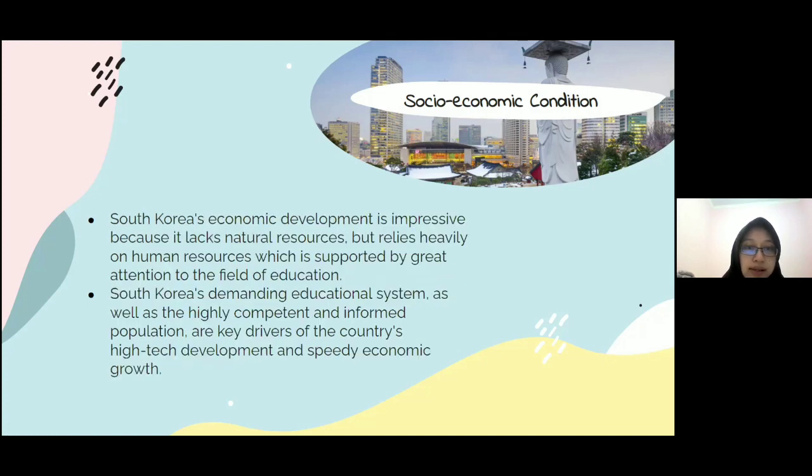Next slide. South Korea's economic development is considered impressive because even though it lacks natural resources, it relies heavily on human resources, which is supported by great attention to the field of education. South Korea's demanding educational system, as well as the highly competent and informed population, are key drivers of the country's high-tech development and speedy economic growth.